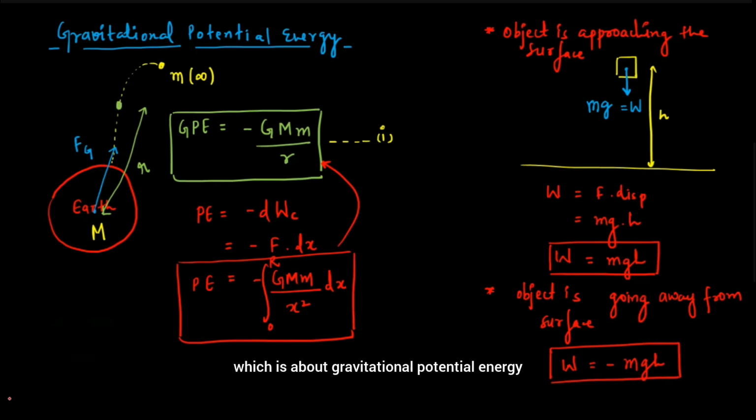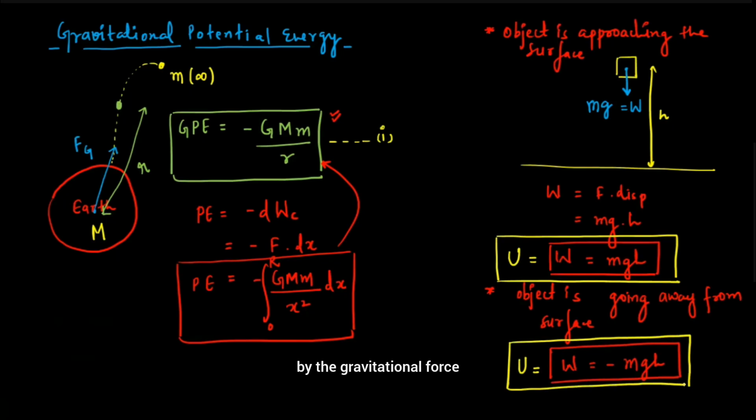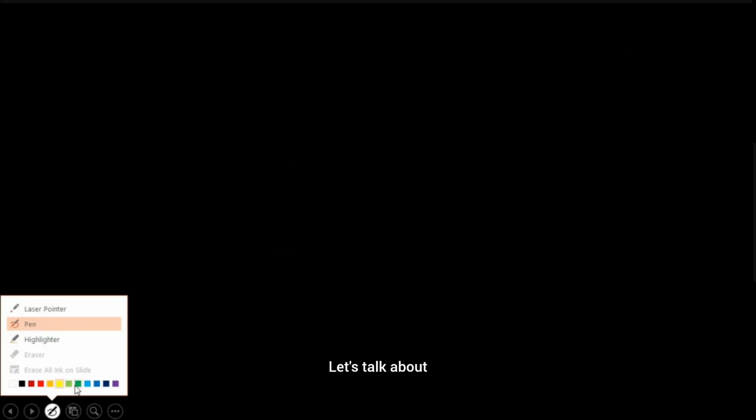So that is something about gravitational potential energy. These are the points that you need to keep in mind. First, this relation, and another, this relation, because these are also gravitational potential energy, which is nothing but work done by the gravitational force or against the gravitational force. Let's talk about another type of potential energy, which is called spring potential energy.